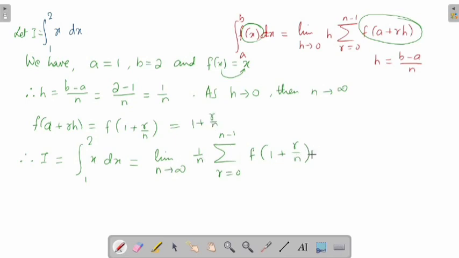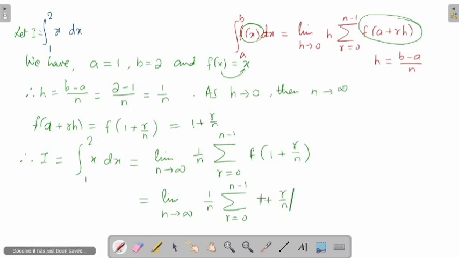So let me write this as limit n tends to infinity, 1 by n, summation r from 0 to n minus 1, and this is 1 plus r by n. Remember this. I don't have space here. You may pause the video and note down till here, so that we can move to the next page.